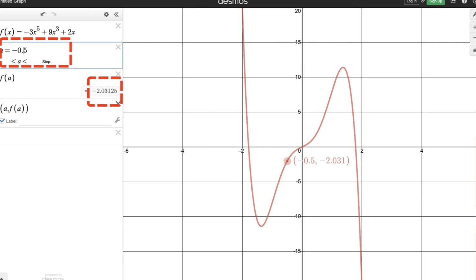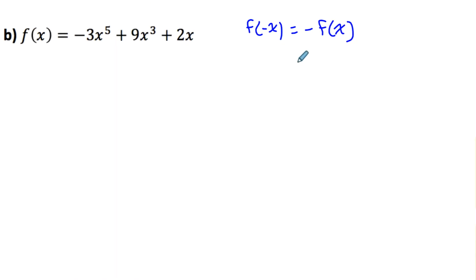And that should be the same for any x value. So let's say x at 1, I get a y value of 8. X at negative 1, I should get a y value of negative 8. And there it is. So that just proves the relationship. F at negative x is not equal to f at x. I would have to multiply the f at x value by negative 1 to make it equivalent, because it has the opposite sign y value. So f at negative x equals negative f at x.